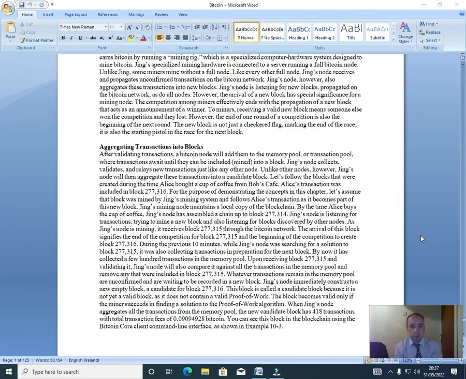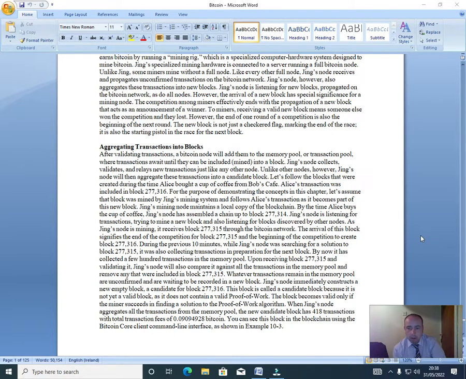Aggregating transactions into blocks. After validating transactions, a Bitcoin node will add them to the memory pool, or transaction pool, where transactions await until they can be included and mined into a block. Jing's node collects, validates and relays new transactions just like any other node. Unlike other nodes, however, Jing's node will then aggregate these transactions into a candidate block.